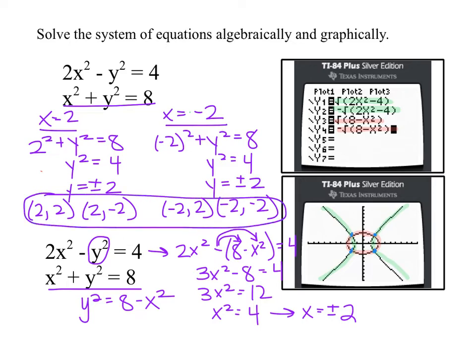And if you look over at your graph here, this is going to be the point 2, 2. Down here, this is going to be the point 2, negative 2. Over here is negative 2, negative 2. And then up here is negative 2, 2. So you can see those are our 4 solutions.